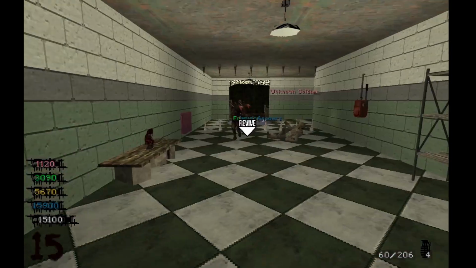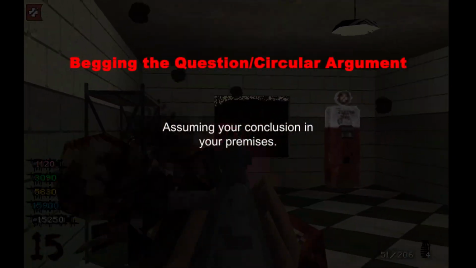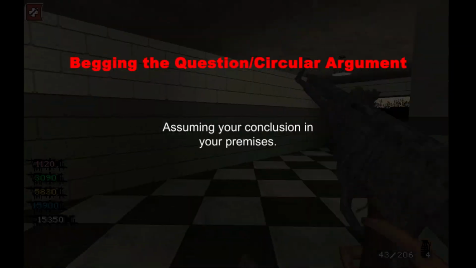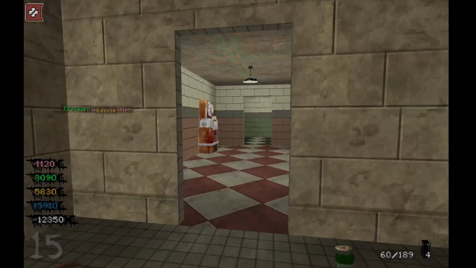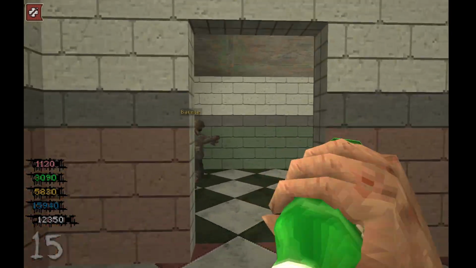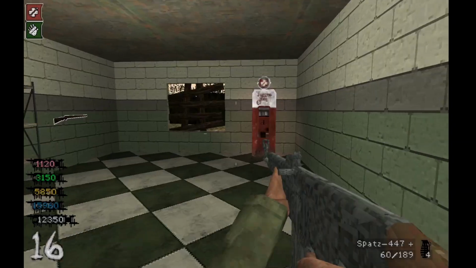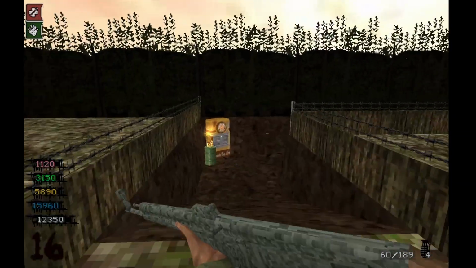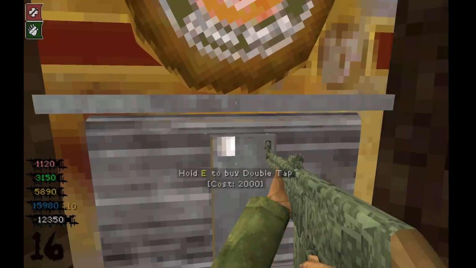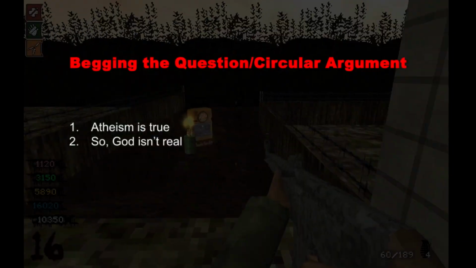Now, a second informal fallacy we can go over is something which is called begging the question. And begging the question is just assuming your conclusion in the premises. Now, remember, the point of a set of premises is going to be to prove some conclusion. Now, if you're just going to assume the conclusion in the premises, then you're just giving a circular argument, right? You're trying to prove the conclusion by first assuming the conclusion. It's like, let's say someone does this. 1, atheism is true. 2, so God isn't real.